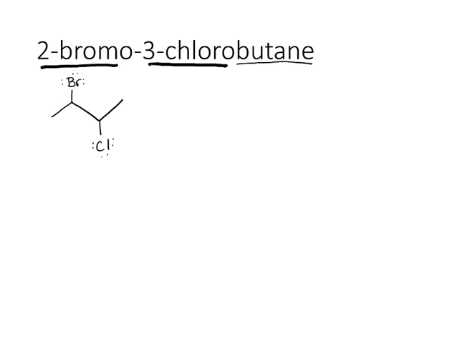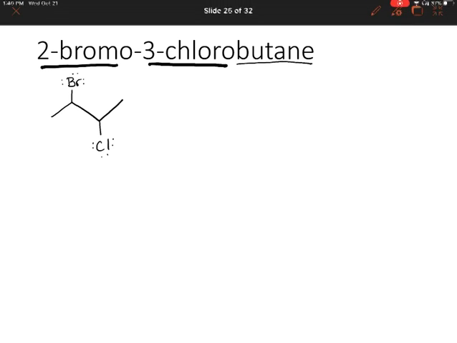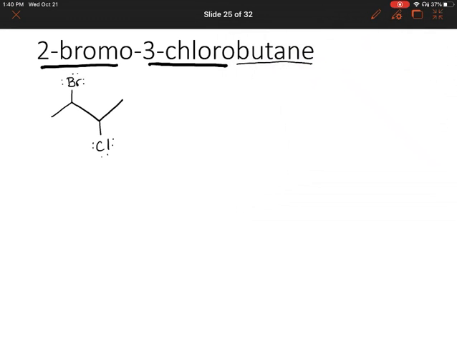So can you find any stereocenters? And remember, a stereocenter is an atom that's bonded to 4 different atoms or 4 different groups or some combination. So I see 2 stereocenters. The first one is carbon 2. The second one is carbon 3. So each of those carbons are bonded to 4 different groups.